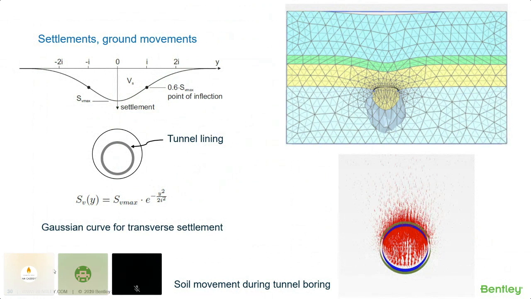Using the Gaussian distribution curve is very useful during the preliminary stages of your design, when you want to find what maximum displacement you are getting. But if you want to go for advanced analysis, you can use the finite element model, and using it, you can find the surface settlement more accurately.